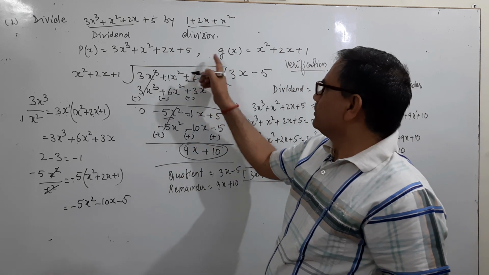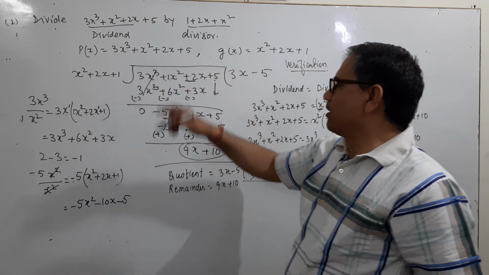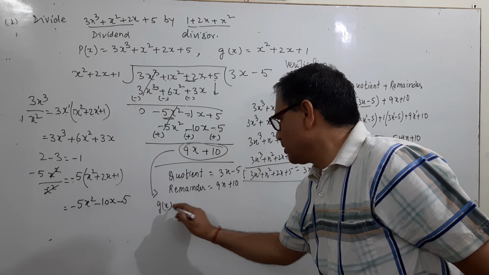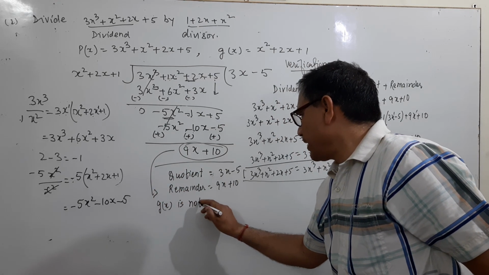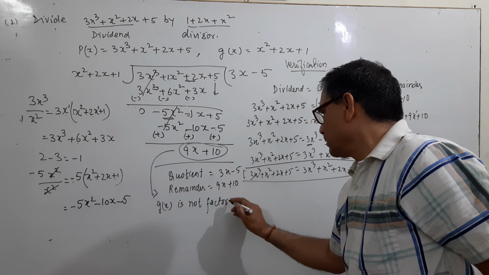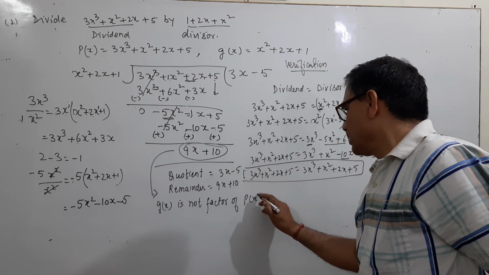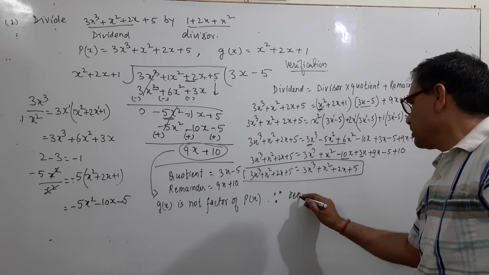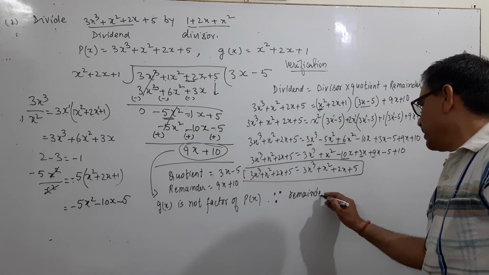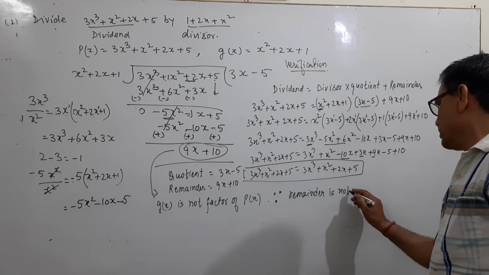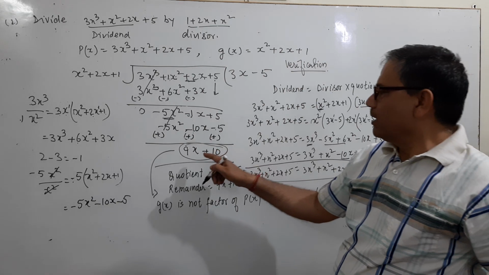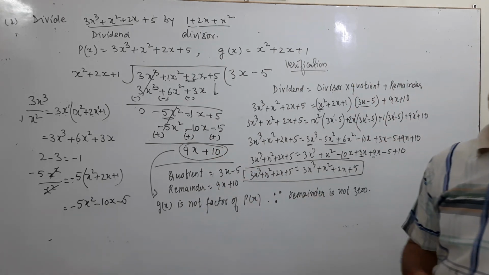It means g(x) is not a factor of p(x), because the remainder is not 0. If the remainder is 0, then it is a factor; if the remainder is not 0, then it is not a factor.